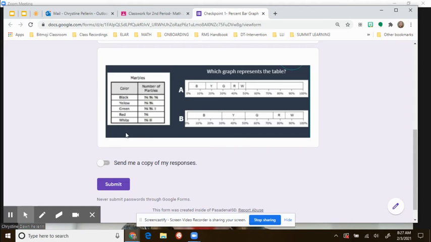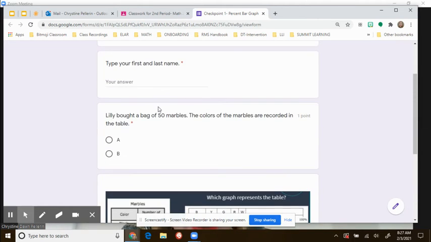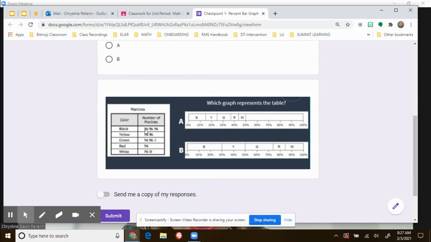How do we find the total? Well, we count them. Now, it already told us the total right here, but we're going to make sure. 5, 10, 15, 20, 25, 30, 35, 40, 45, 46, 47, 48, 49, 50. So the total is 50.